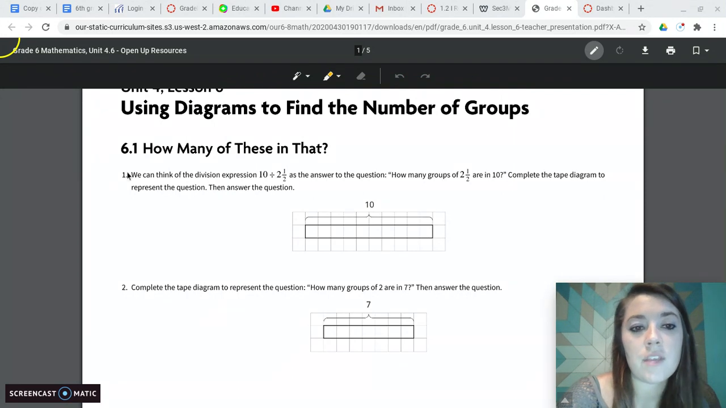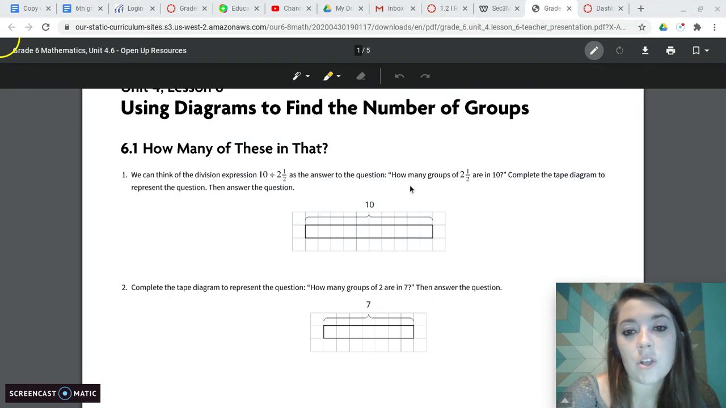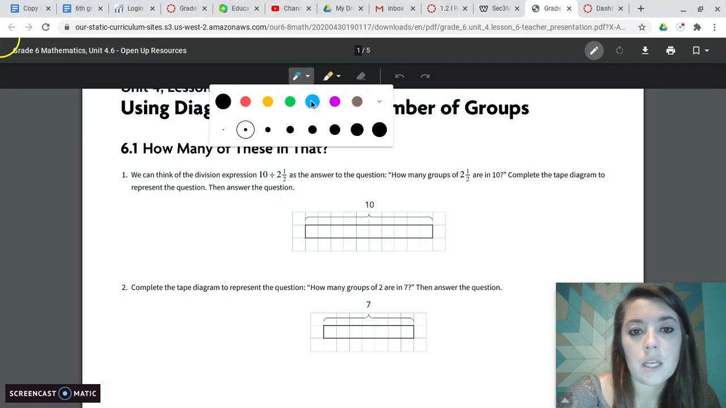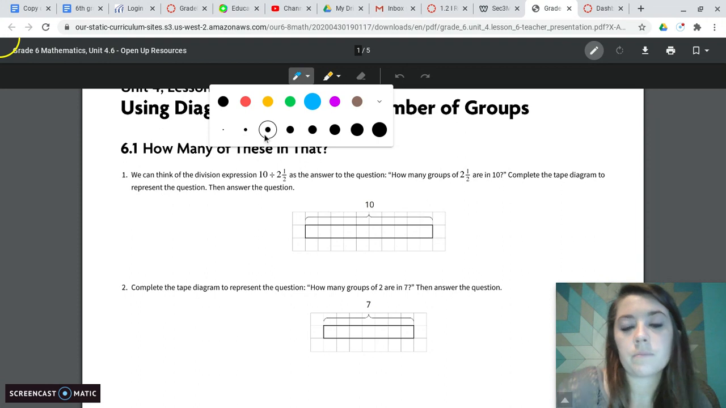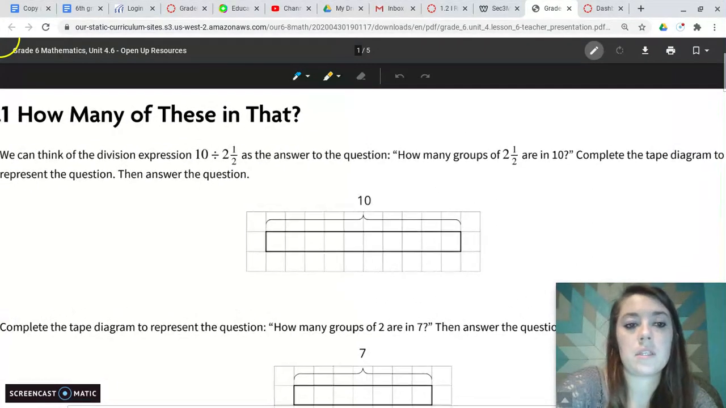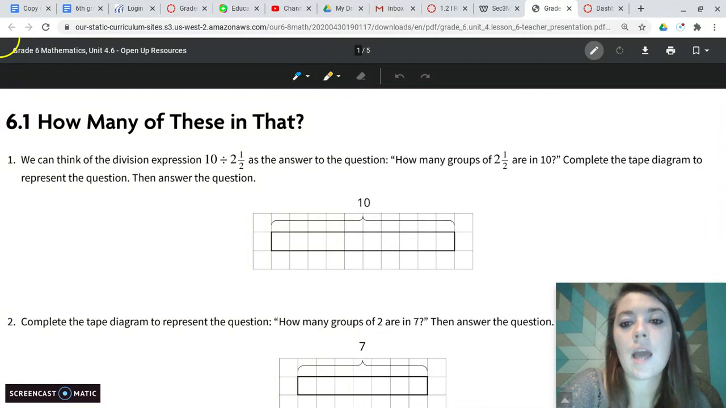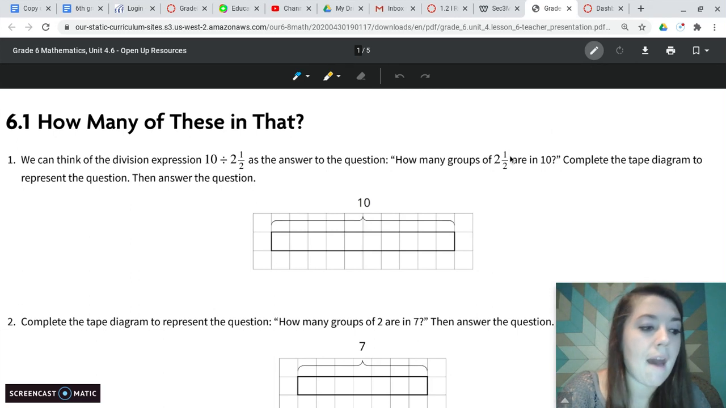We can think of the division expression 10 divided by 2.5 as the answer to the question, how many groups of 2.5 are in 10? Complete the tape diagram to represent the question, then answer the question. So let me get this set up. I'm going to zoom in to make this easier. So it's asking how many groups of 2.5 are there?